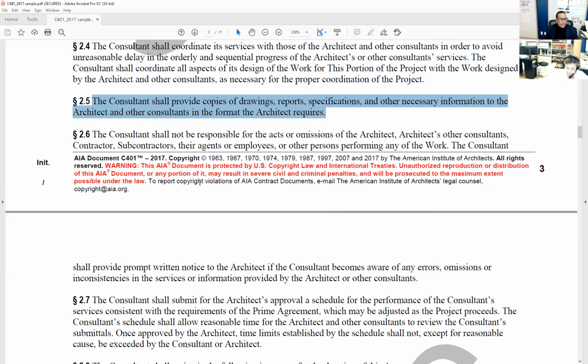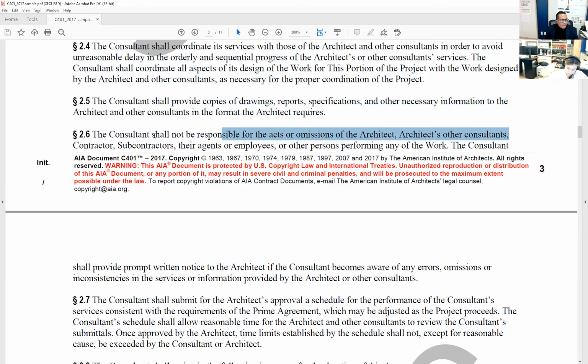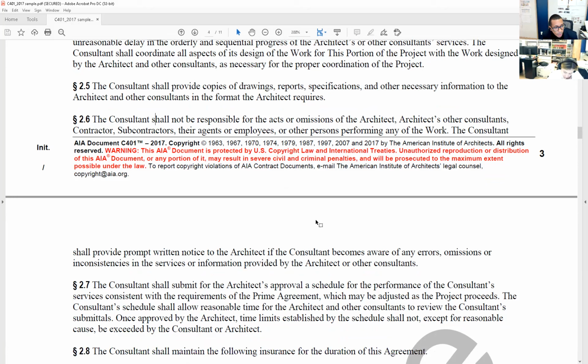Then section 2.6. The consultant shall not be responsible for the acts or omissions of the architect and other consultants, contractors, subcontractors, their agents or employees or other persons performing any of the work. The consultant shall provide prompt written notice to the architect if the consultant becomes aware of any errors, omissions, or inconsistencies in the services or information provided by the architect or other consultants.